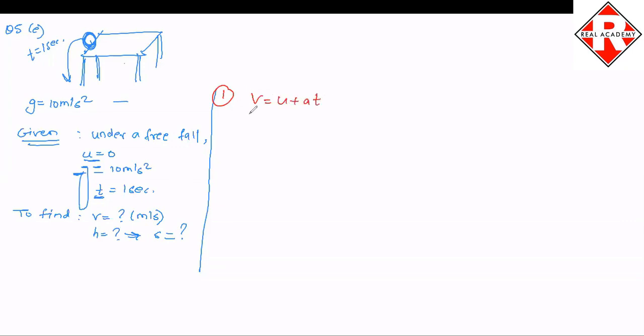Okay, so V is equal to U plus AT. Here the initial velocity is 0, right? A, acceleration, is the same as acceleration due to gravity, that is G, into T. V is to be found, U will become 0. G is given to be 10 meters per second square and time is 1, right? So V will be 10 meters per second. So this is the final velocity with which the ball reaches the ground.